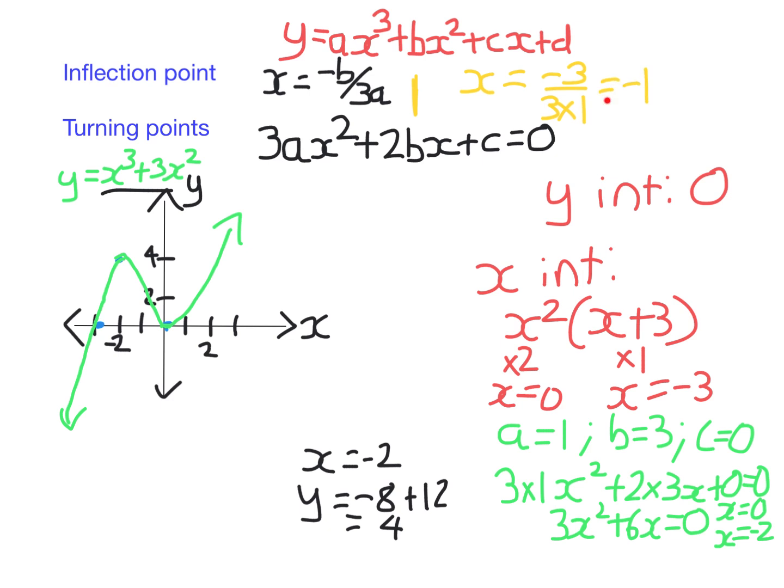Now, when x equals negative 1, I want to know the y value. How do I determine that? I substitute in here. I just get negative 1 plus 3, which is 2. So there is an inflection point here at negative 1, 2, that point there. That is where the graph changes, in this case, from being frowny face to being a smiley face.